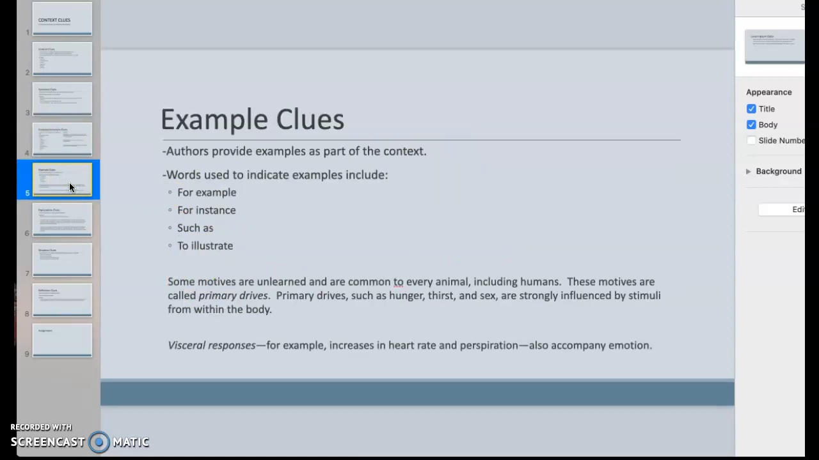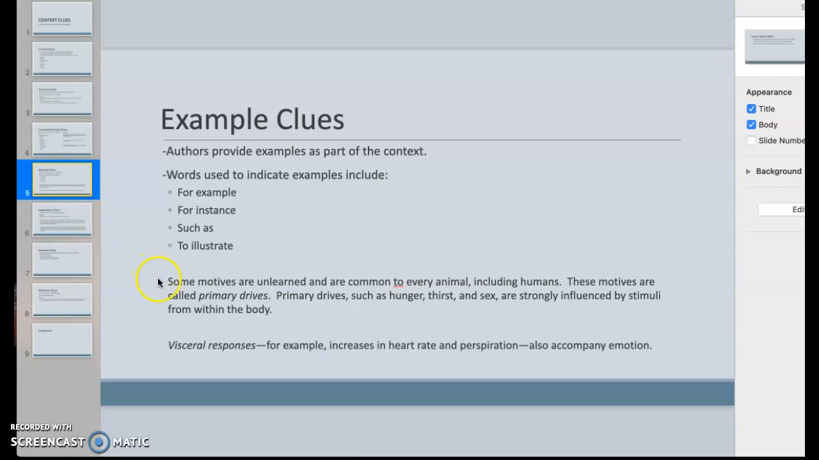We also will have example clues, where you get an example of a word. So if I were to say, and this is an example I'm making up, not on this slide, that the desert was arid, some examples of arid places would be the Sahara Desert, the Mojave Desert, and the desert of Saudi Arabia. So I just gave you 3 examples of arid places, deserts, so you can maybe figure out that arid means dry, no rain, etc. I also used the word desert, so maybe that helped you out.